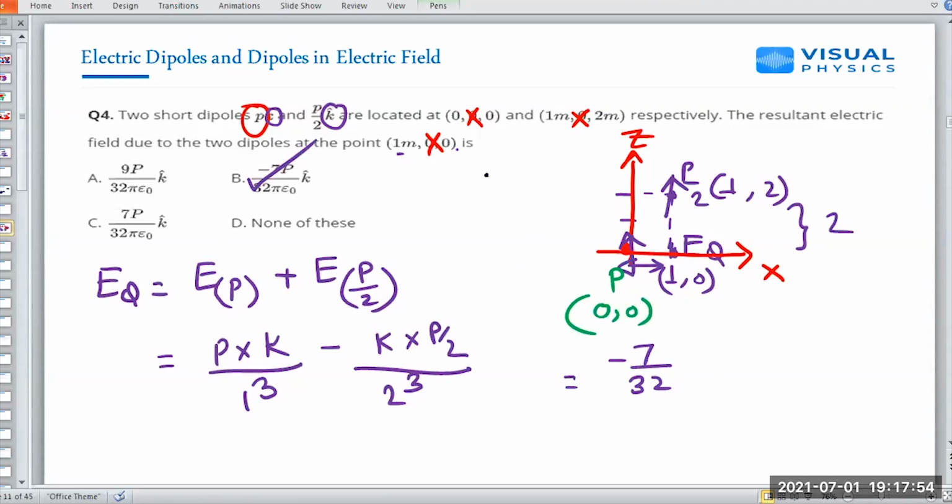So what trick did I apply? First of all, even though the question is given in 3D, I have made this question 2D because I am more comfortable in 2 dimensions rather than 3 dimensions. And second is that I used the principle of superposition. Okay. Next question.